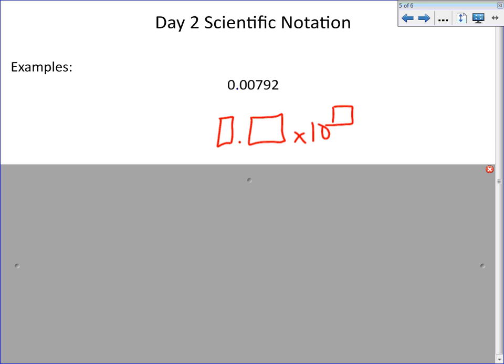So now we know where our decimal is, but remember we have to move it to where it's bigger than 1. If I start moving the decimal this way, it's just going to keep getting smaller and smaller and smaller. So be careful. Instead, we're going to move it this way, to the right, and if we left it right here, it would be 0.792. 0.792 is not bigger than 1, so we're not quite there yet. We've got to keep moving.